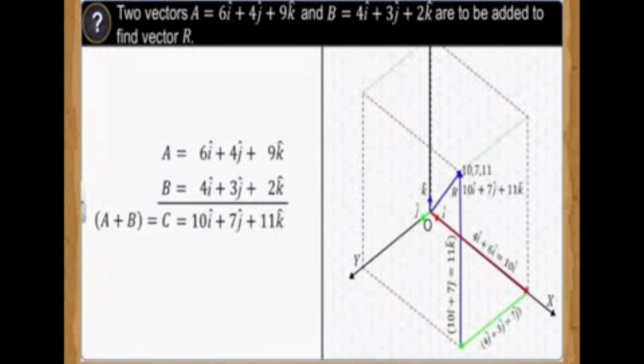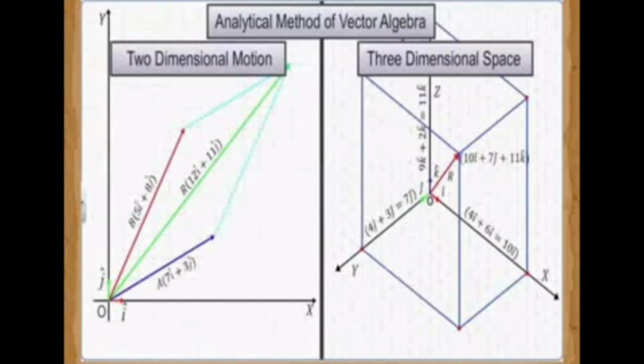You can do that calculation like ordinary algebra. You add the i component, j component, and k component. Finally, you will get the result. So this is the graphical method, and this is the ordinary algebraic method. Okay, so this is the analytical method of vector algebra, doing the calculation for two dimensions and three dimensions.